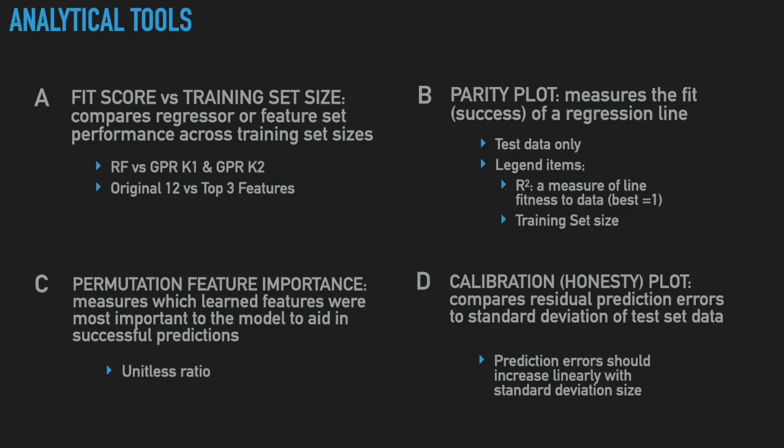The second type of plot that we're going to show is a parity plot, which measures the fit of a regression line, essentially how well your model predicts the actual values. Then we're going to look at the permutation feature importance, which shows the most important features in terms of predicting the methane delivery ability. And finally, we're going to look at the calibration honesty plot, which compares the residual prediction errors to the standard deviation of the test set data.